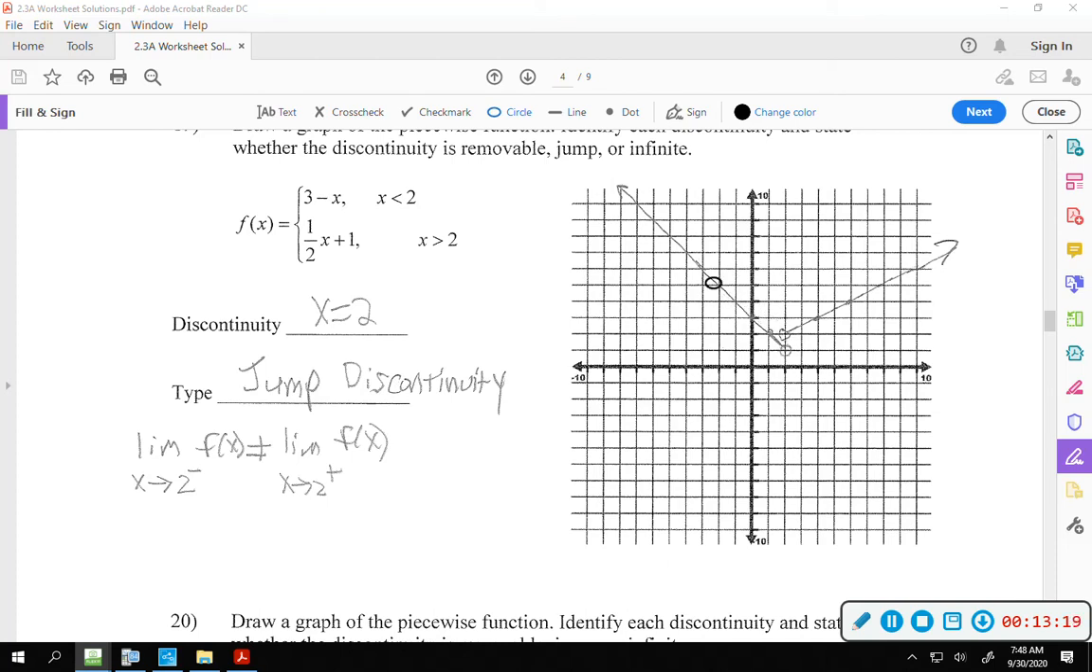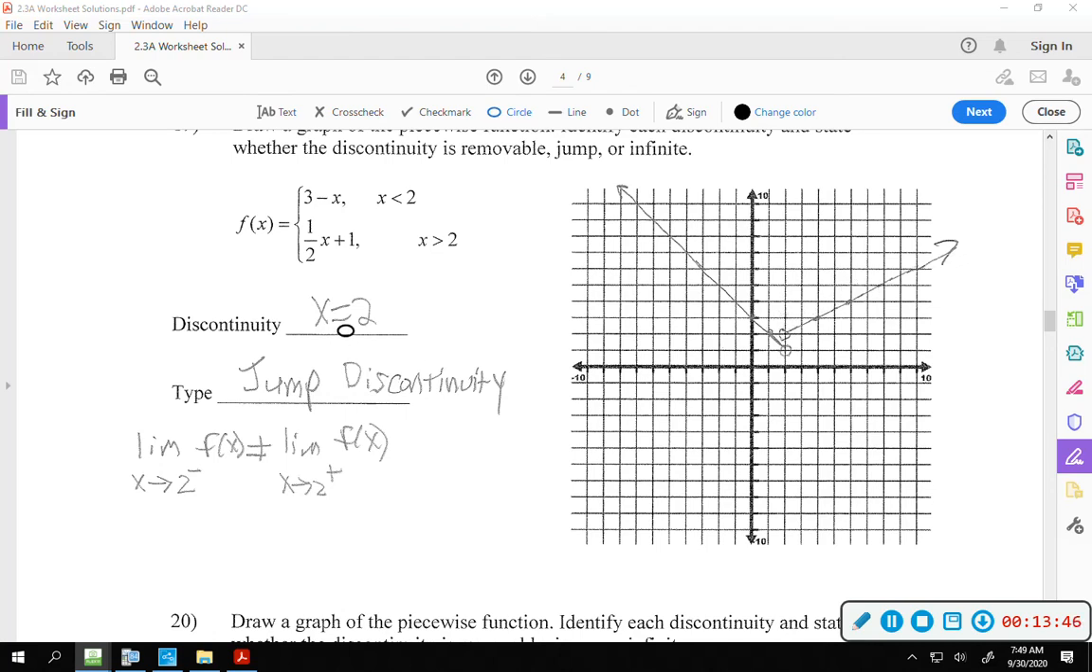Here it is. I have an open circle. I'm not supposed to plug 2 into this function, but I need to. Am I going to take off right from this open circle, or is it going to jump up somewhere and take off? 1/2 of 2 is 1. 1 plus 1 is 2. It does not take off from this open circle. I have to create another open circle right here. And now the slope is up 1 over 2, up 1 over 2, up 1 over 2.